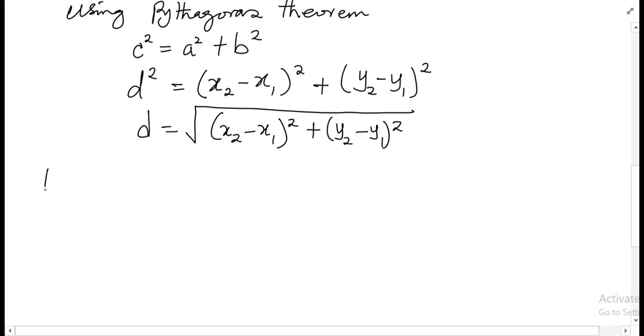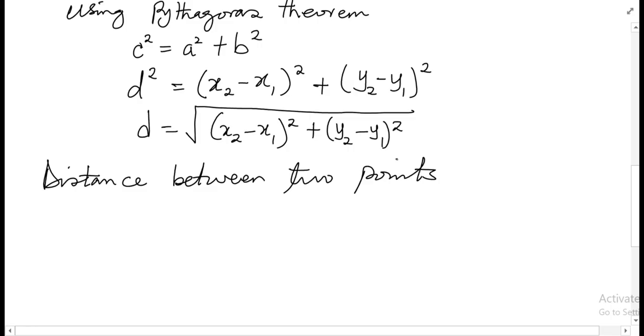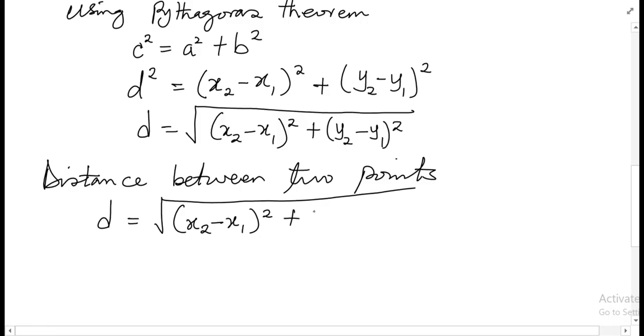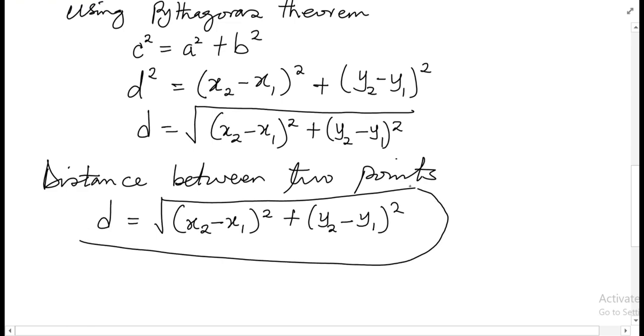So you can say that the distance between 2 points, d, is given by the square root of x2 minus x1 all squared plus y2 minus y1 all squared. So this expression is used for finding the distance between 2 points.